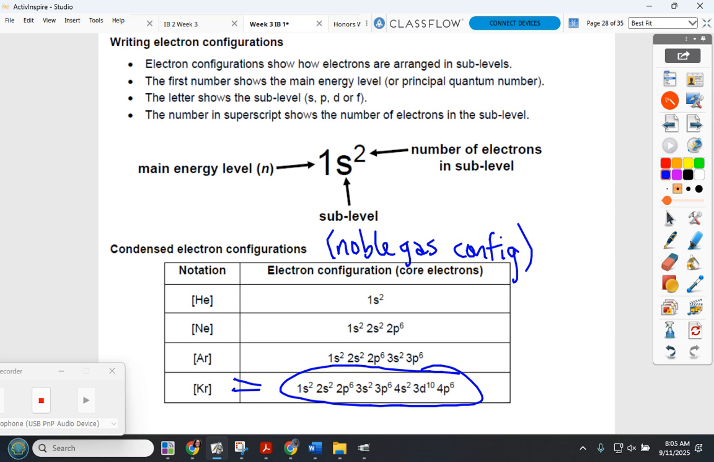Okay? Once we're basically saying the configuration all the way through krypton, you're going to add more stuff for whatever the element is of interest. Okay? So I'll show you some examples in a second. You will sometimes see questions that ask specifically for either the full electron configuration or the condensed electron configuration. If it doesn't specify, you can write either one. Okay? So if it doesn't say full or condensed, you can pick whichever one you want.